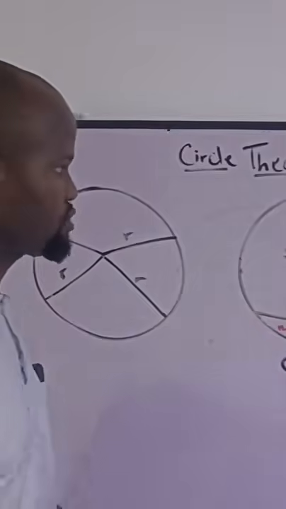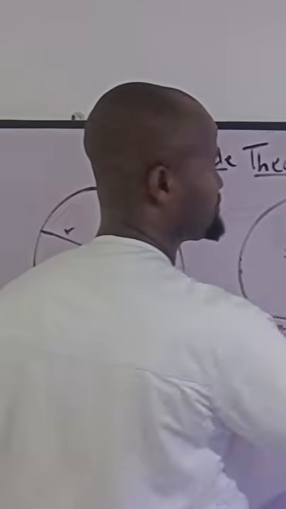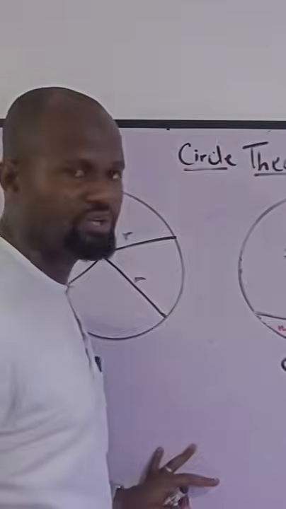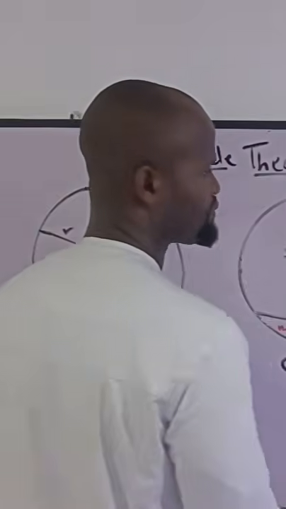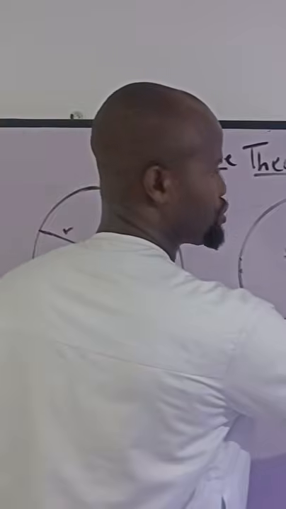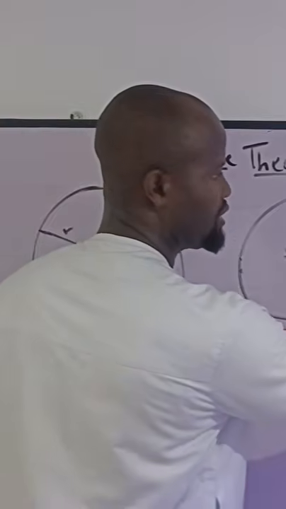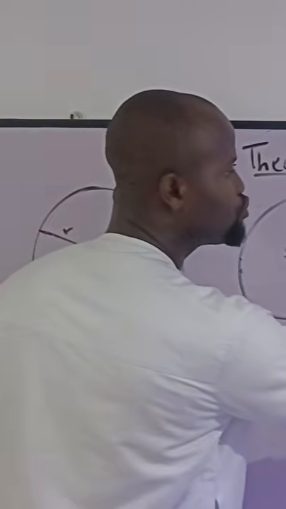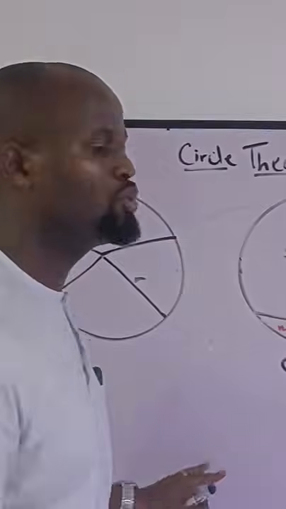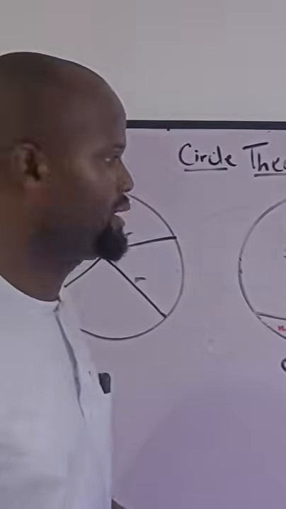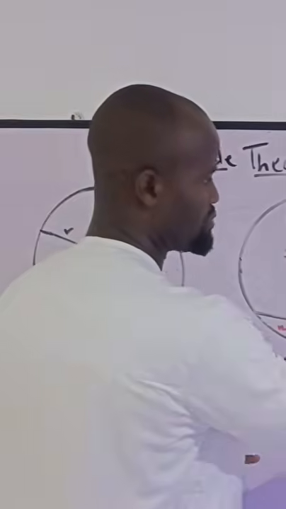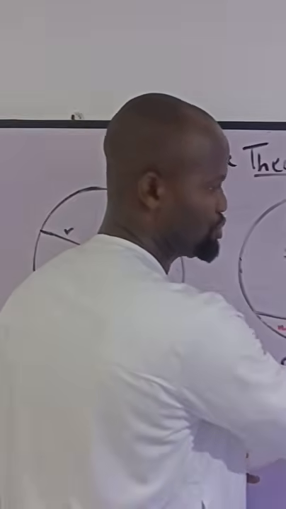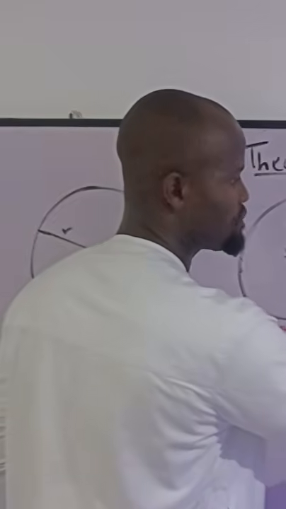Now, what is a sector? I'm going to draw another circle here. I hope you can see my board clearly. Now, when a portion of a circle is bound by two radii, remember the plural for radius is radii. When a portion of the circle is bound by two radii, that portion is known as the sector.